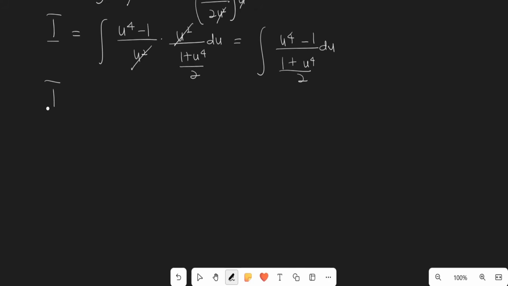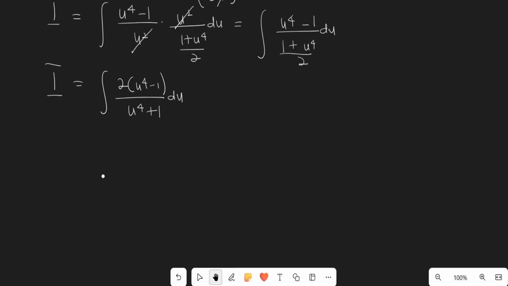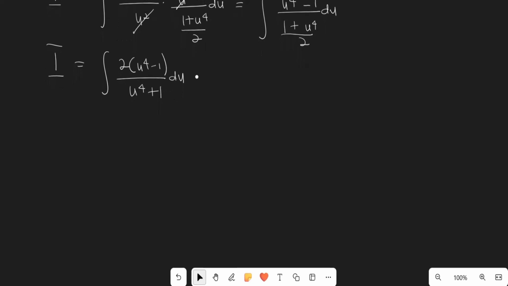Cool. So I is going to be equal to, multiply top and bottom by 2. That is going to be the integral of 2 times u raised to the power 4 minus 1 divided by u raised to the power 4 plus 1 du. This is what we have. And now we can bring 2 out because it's constant. u raised to the power 4 minus 1 all over u raised to the power 4 plus 1 du.